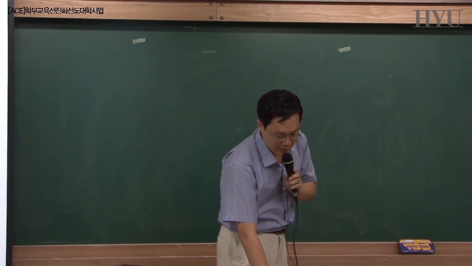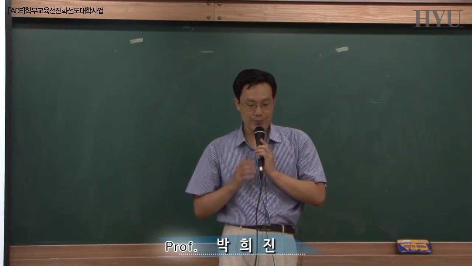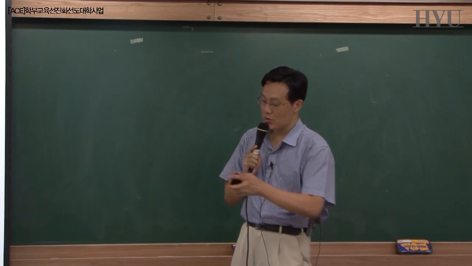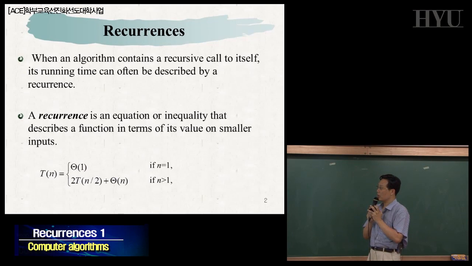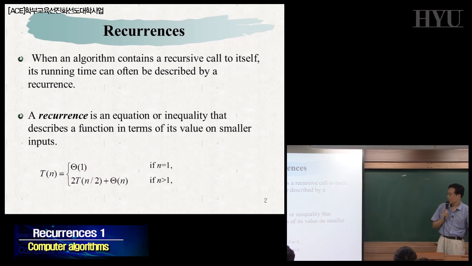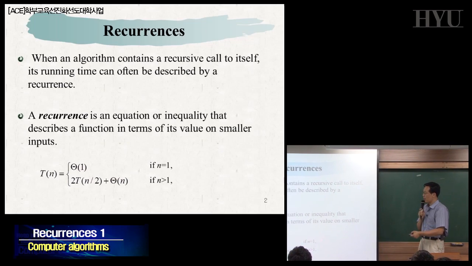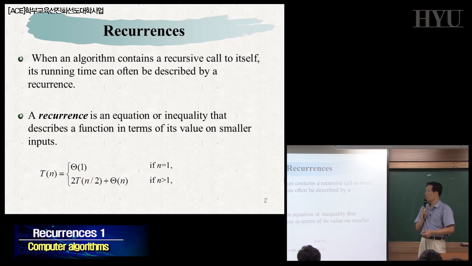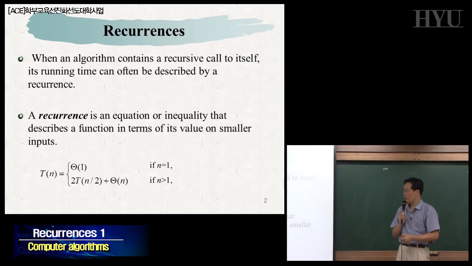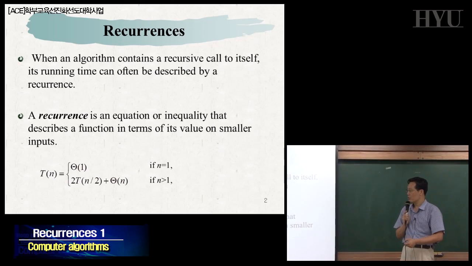Today we study divide and conquer. When an algorithm contains a recursive call to itself, its running time can often be described by a recurrence. This is an example of a recurrence. A recurrence is an equation or an inequality that describes a function in terms of its value on smaller inputs. Look at this. N over 2 is smaller than n.